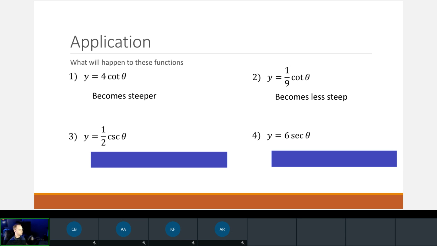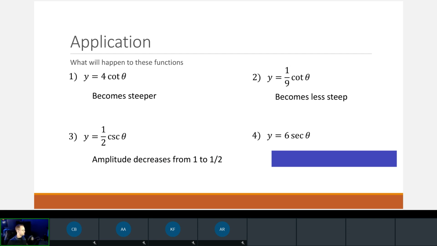All right, cosecant and secant. These actually have amplitudes. So when I change the amplitude from 1 to a half, what happens? It compresses, yes. Now remember, steepness only applies to tangent and cotangent. So you can say it shrinks vertically, it compresses, or the amplitude decreases. They all mean the same thing.